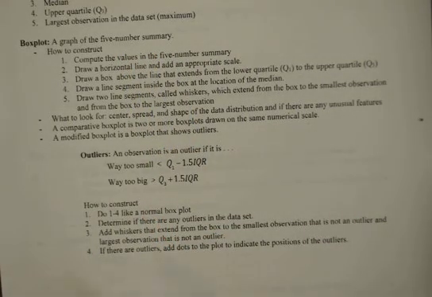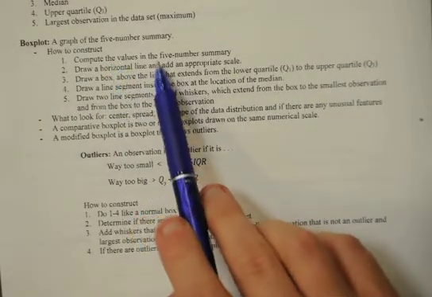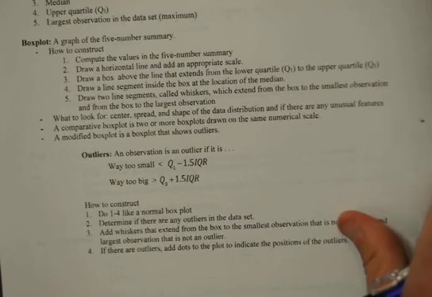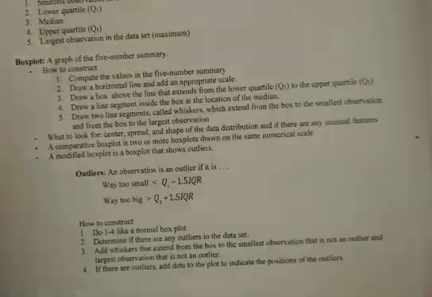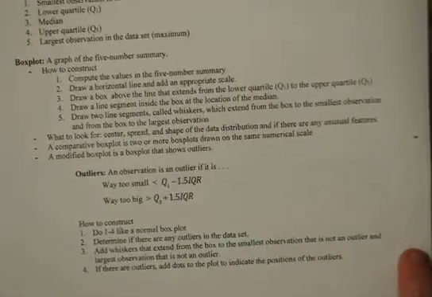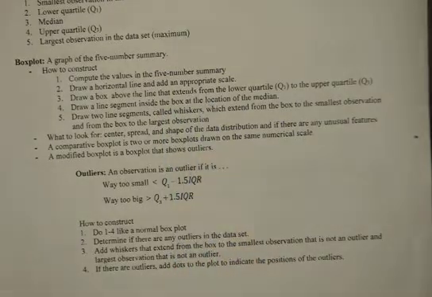Okay. So to construct a box plot, compute the values in the 5-number summary. So for example, actually just pause the video and read through this. And we're back.